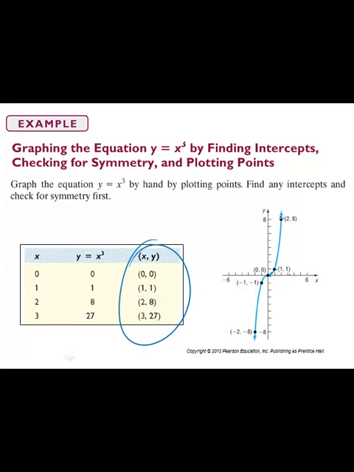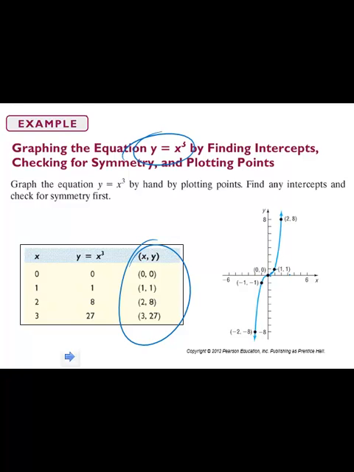But because of the fact that the graph is symmetric with respect to the origin, then we know that, look, if 1, 1 is on the graph, then negative 1, negative 1 is also on the graph. And if 2, 8 is on the graph, then negative 2, negative 8 is also on the graph. So we can go ahead and plot those points. And then draw a nice smooth curve going through those points. And voila, we've got the graph of y equals x cubed.